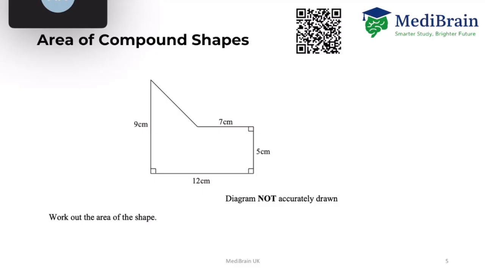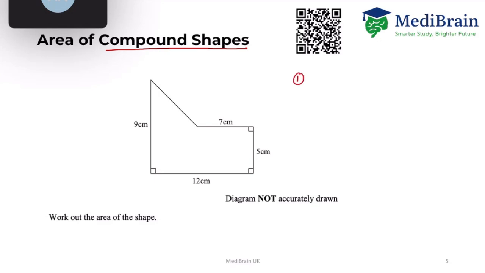A compound shape is when there are two shapes that are sandwiched together. When you have two shapes sandwiched together, you're going to get a weird looking shape like this one. The question says work out the area of this compound shape over here. How do you do this?